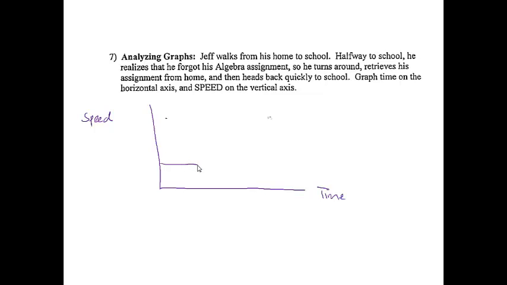When he turns around and figures out that he forgot his assignment, I'm guessing he's going to speed up. He's going to speed up, and then he's going to have to get home. So when he gets home, his speed's going to drop down to 0 probably because he's at home. He's looking for his assignment, and then he heads quickly back to school. So if he's heading quickly back to school, I'm going to kind of do something like this. And the reason I'm doing something like this, I'm guessing he ends up walking at a steady pace again, but it's a faster pace than we had down here because he's heading quickly back to school. So that should be something like what your graph looks like.